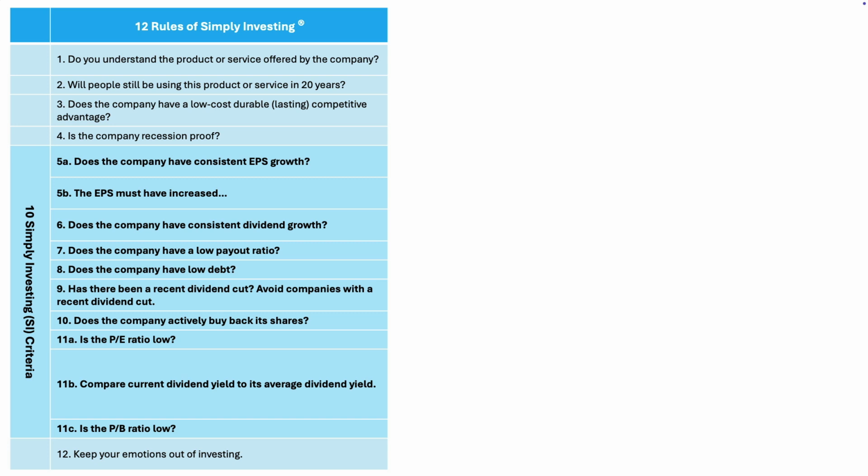So you'll notice here that the rules number 5 to 11 is what I refer to as the Simply Investing criteria. Why? Because these rules are quantitative. Rules number 5 to 11. For example, rule number 5A says, does the company have consistent EPS growth? And so we look for 8% or more. So that's quantitative. If it's less than 8%, the company's going to fail rule number 5A. If it's 8% or more, then it's going to pass rule number 5A.